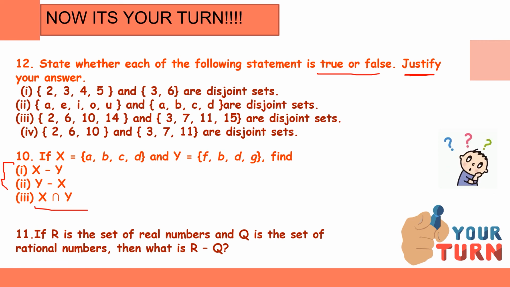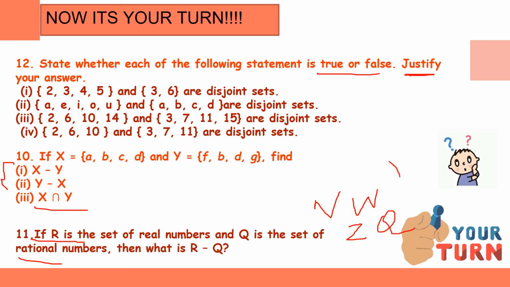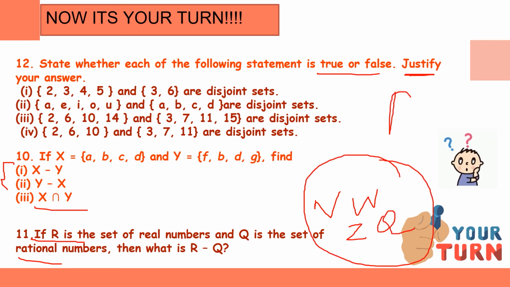Third question. If R is the set of all real numbers, every number will be there in R, and Q is the set of all rational numbers. What is R minus Q? That you will tell me. R is the collection of natural numbers, whole numbers, integers and rational numbers. This only is a collection of real numbers. Now R minus Q. Q means it is all rational numbers.